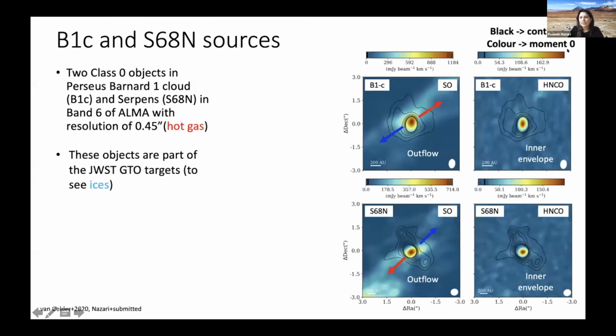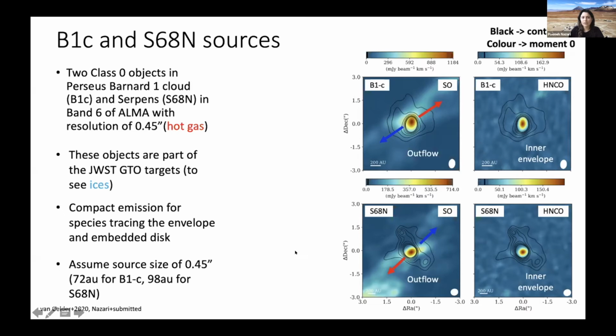Here I'm showing the moment zero maps of SO and HNCO in these two sources, overplotted with the continuum contours in black. SO is known to trace the outflow. And here we can see beautifully that both B1c and S68N show these outflows, as expected for very young objects. On the other hand, HNCO shows this compact emission, which is tracing the envelope and embedded disk, which is more similar to what complex organic molecules show us.